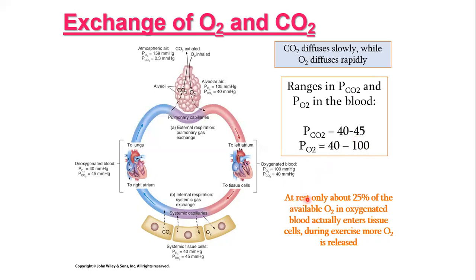When we are at rest, not doing any exercise, only about 25% of the available oxygen in oxygenated blood will actually enter the tissue cells. But once you start to do any exercise, that means your muscles need more oxygen, more will be released and delivered to the tissue cells.